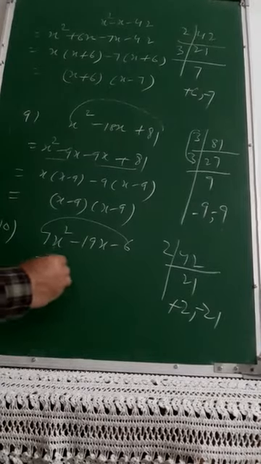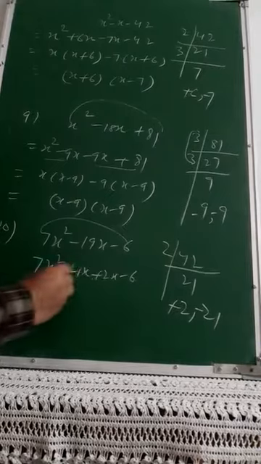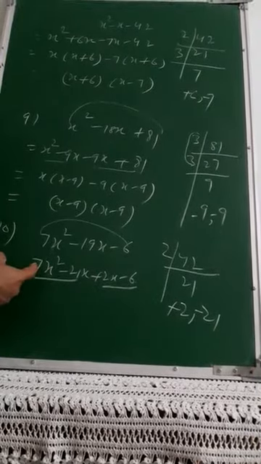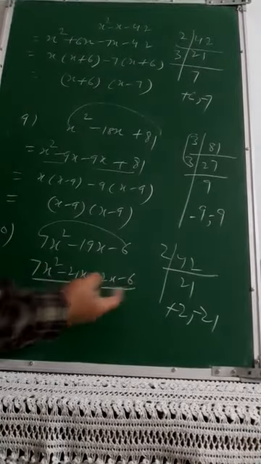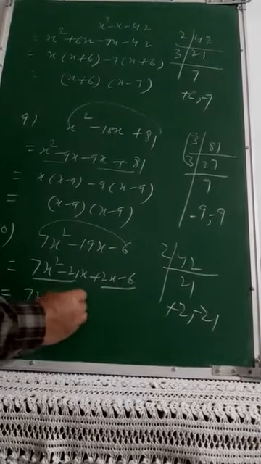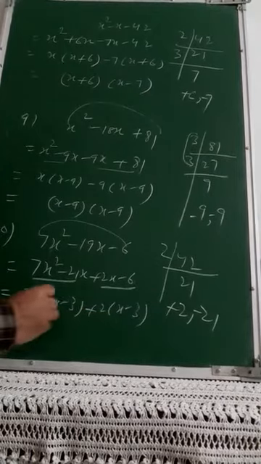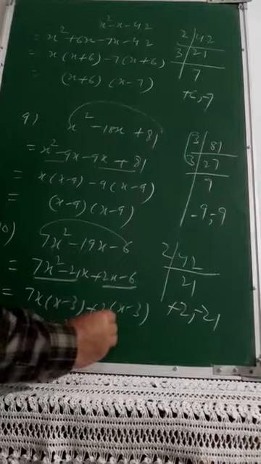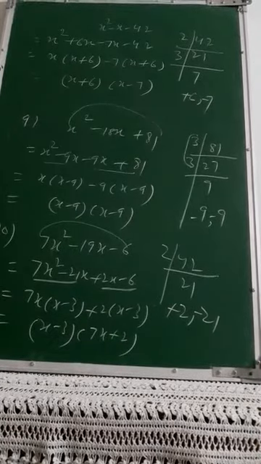So you can write 7x square minus 21x plus 2x minus 6. So you can rearrange this. 21 is a multiple of 7, that's why I am taking it with 7x. 2 and 6 are both multiples of 2, so that I can easily take it common. 7x is common, x minus 3, plus 2 is common, x minus 3. So that helps me to split the case here, and the answer will be x minus 3 into 7x plus 2.